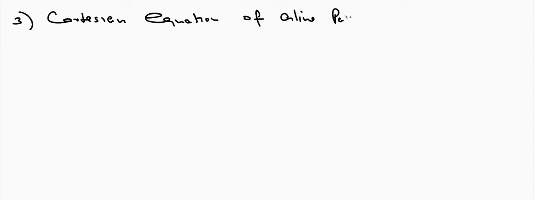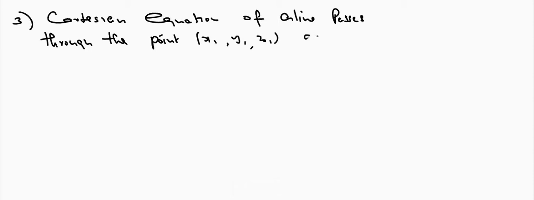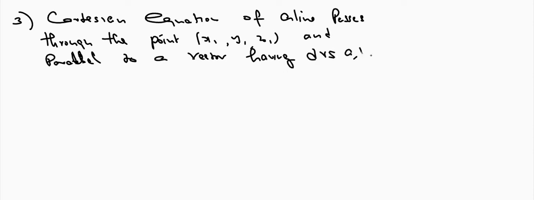Number 3, now we are going to discuss the Cartesian equation of a line which passes through the point x1, y1, z1 and is parallel to a vector having direction ratios a, b, c.